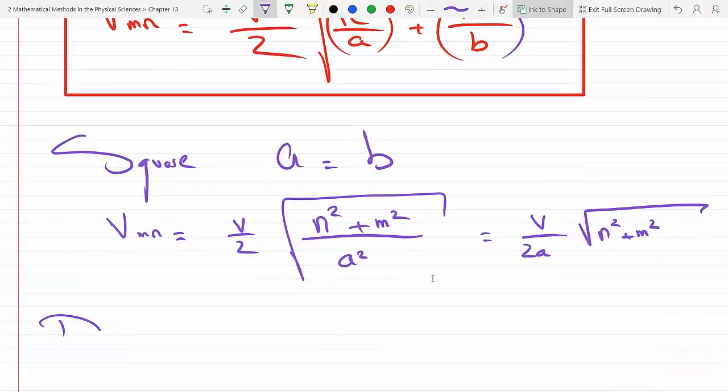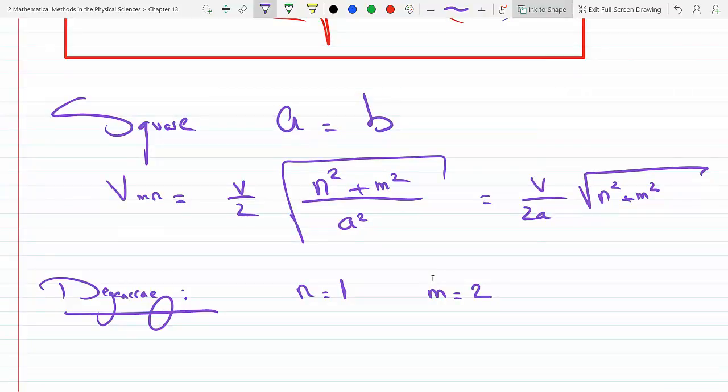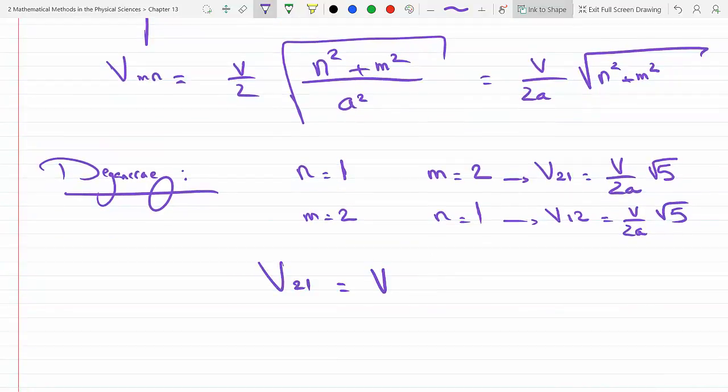Now you will have degeneracy. Why? Because for any values n prime and m prime, you could have the same value if you swap the values of n and m. For instance, if n equals 1 and m equals 2, what would v12 be, or v21, whatever, right? It would be v over 2a, 4 plus 1, 5, square root 5, right? Okay, swap the values now. If m is 2 and n is 1, well, the sum will still be the same. v12 equals v over 2a square root 5. These two values are equal. v21 equals v12. So this is a degeneracy.